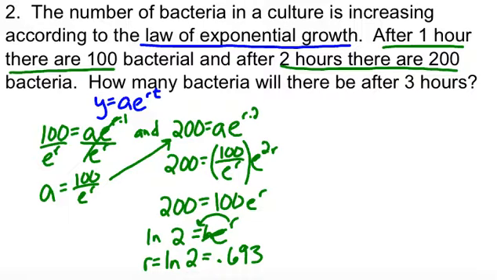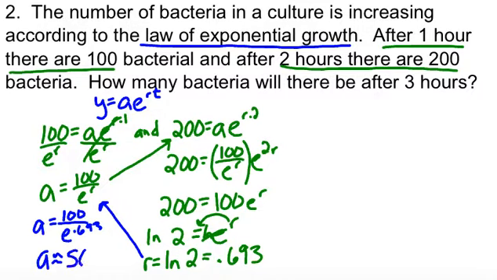Now let's come back over here. Coming back to this equation, we know that a equals 100 divided by e to the r, and now we know what r is, 0.693. So we plug that all into our calculator, 100 divided by e to the 0.693, and we end up with a is approximately 50. So now we know our initial amount of bacteria and we know what our rate is. Those are 2 really important things, our initial amount of bacteria and our rate.